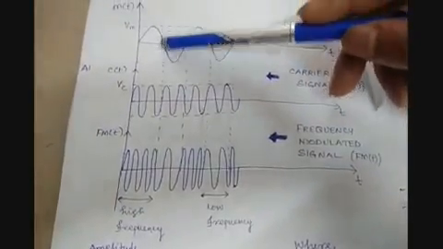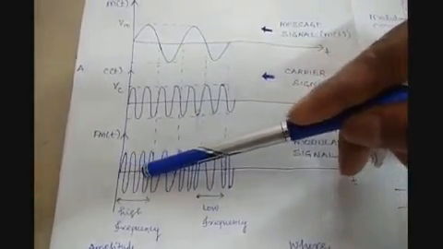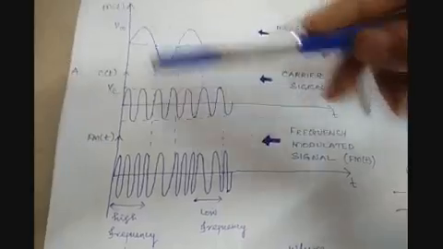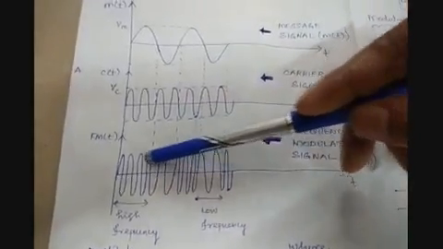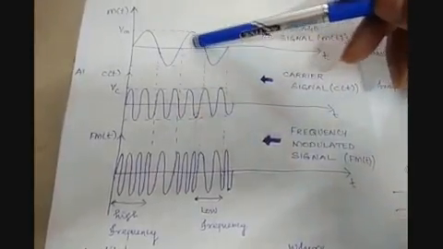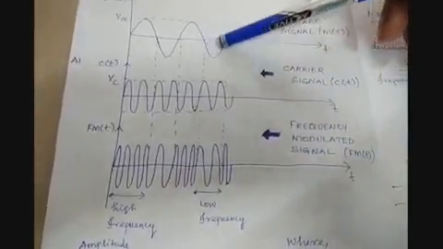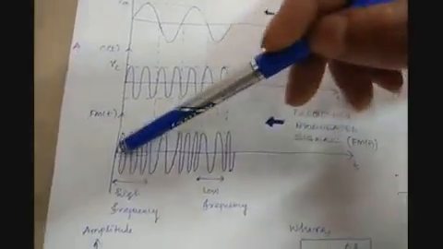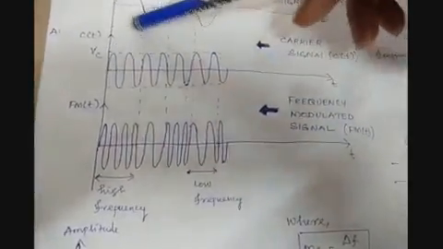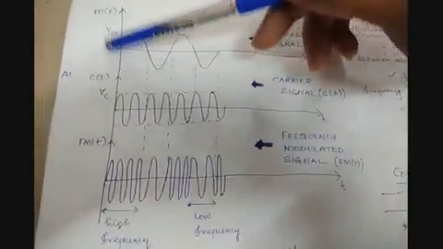See here, for the first half cycle, the frequency is, here I am taking higher frequencies, right? And for the next negative half cycle, the frequency is low compared with this. And again, positive half cycle, the frequency is high. And for negative half cycle, the frequency is low. Like this, alternately the frequencies are varying with respect to the positive half cycle and negative half cycle of the message signal, right?